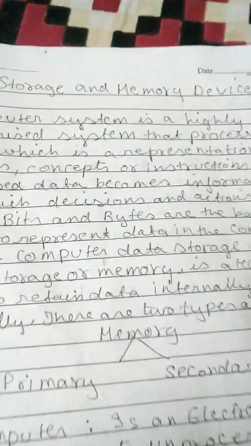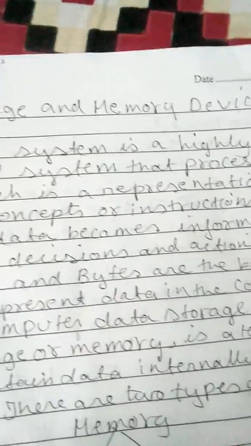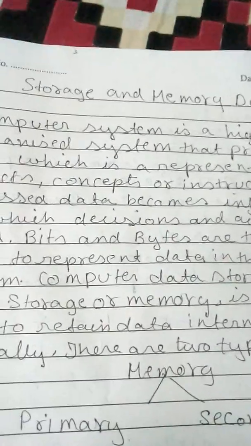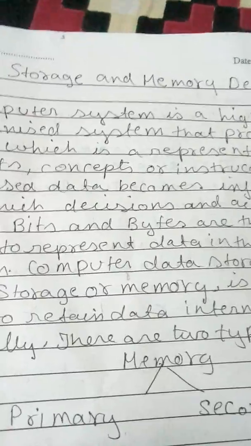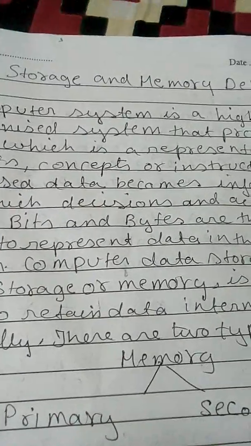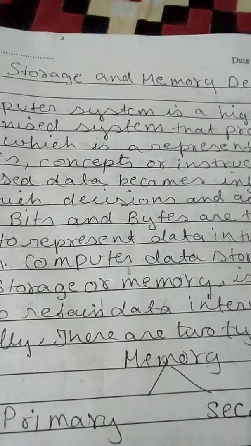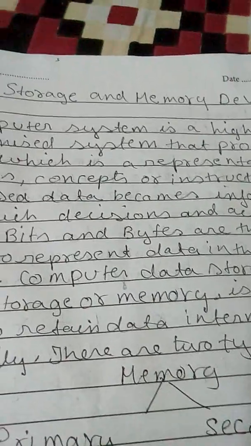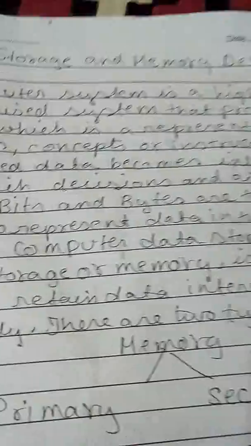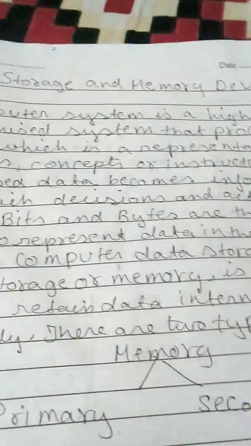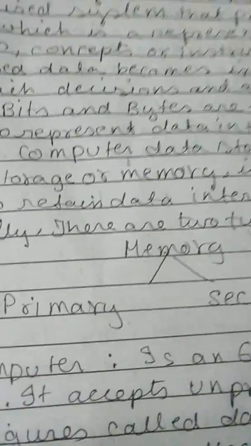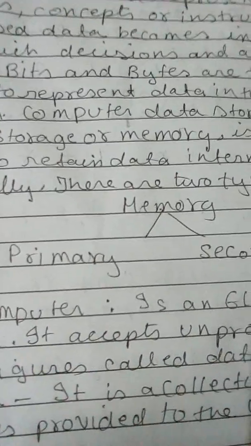Hello everyone. Today I am going to teach you the computer's first lesson, that is storage and memory device. As all of us are familiar with computers, a computer system is a highly organized system that processes data, which is a representation of facts, concepts or instructions. Processed data becomes information on which decisions and actions are based. Bits and bytes are the basic units to represent data in the computer system.